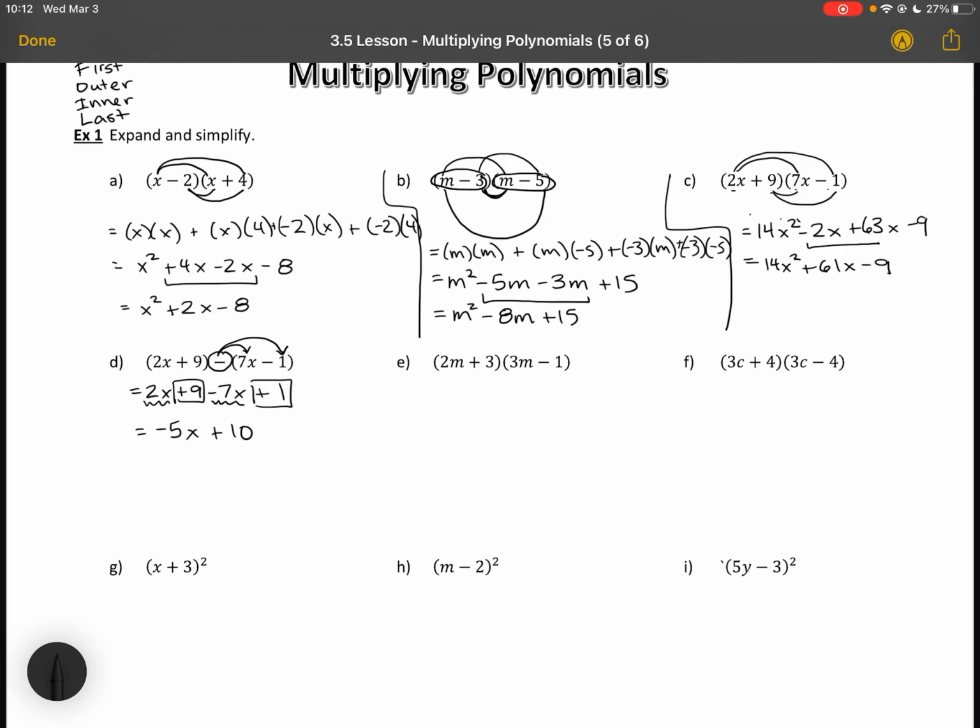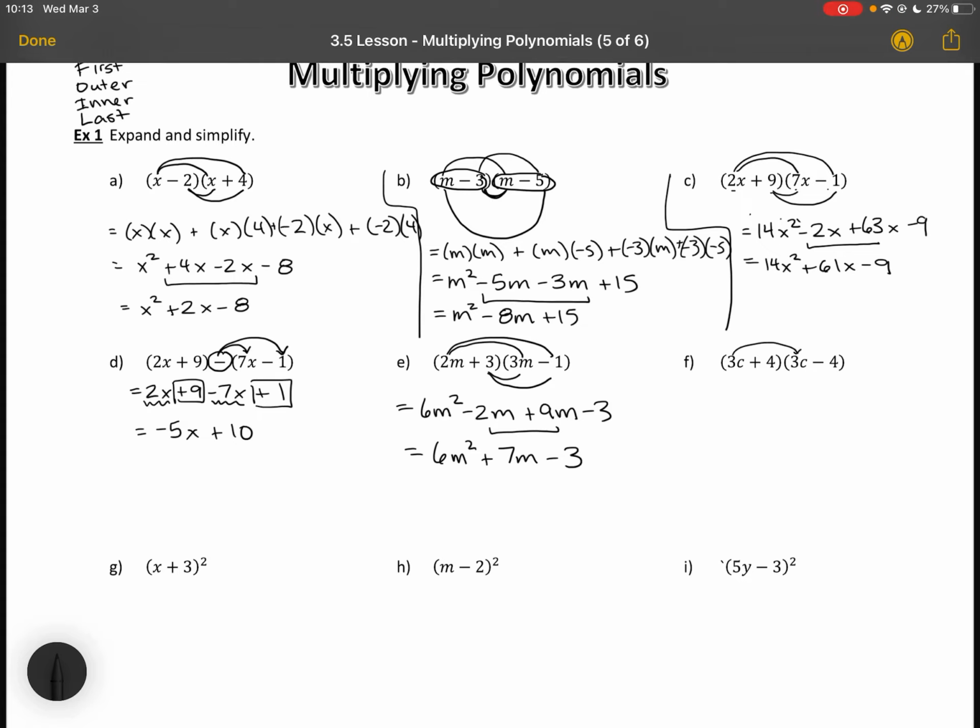Example E is another example of multiplying binomials together. The next two you might want to pause the video, try on your own, and then check to see if you got the correct answer. First, outer, inner, last. 2m times 3m is 6m squared. 2m times minus 1 is minus 2m. 3 times 3m is plus 9m. 3 times minus 1 is minus 3. Combining my two inside terms, 6m squared plus 7m minus 3.